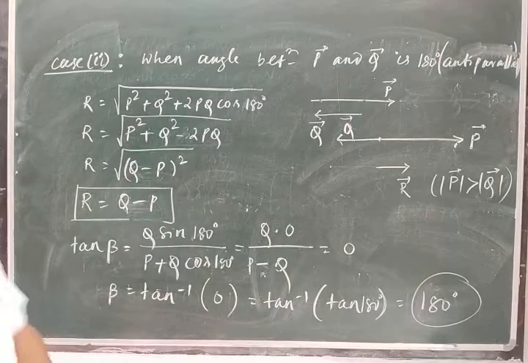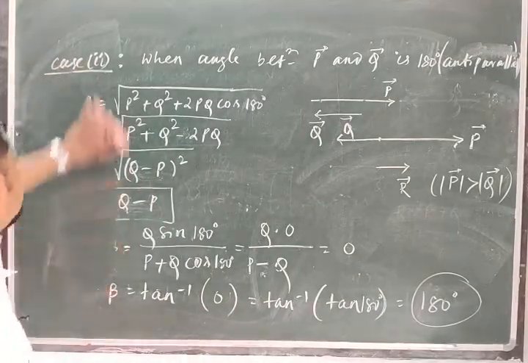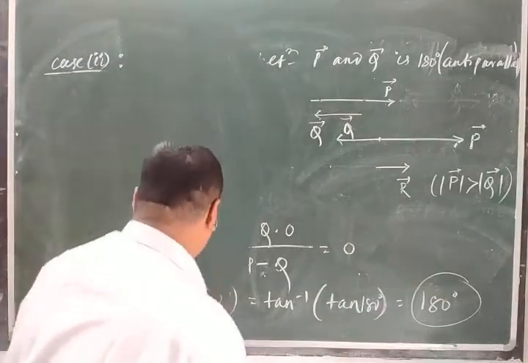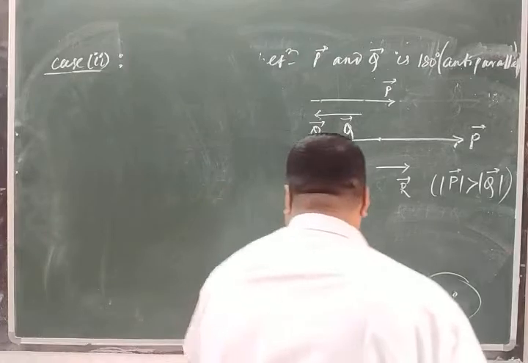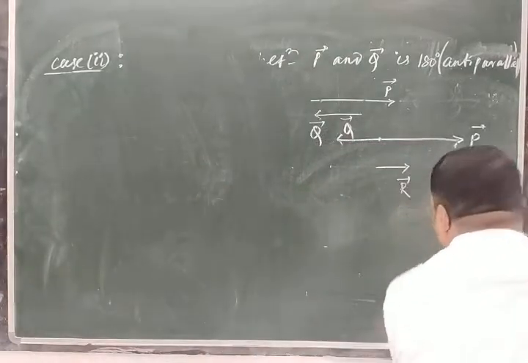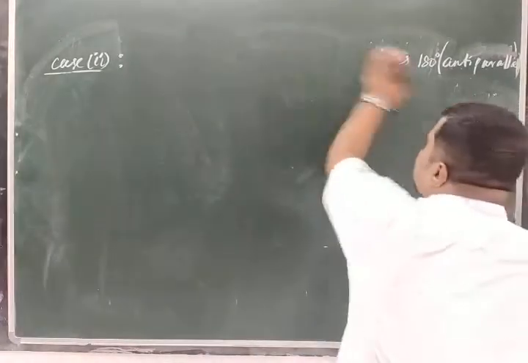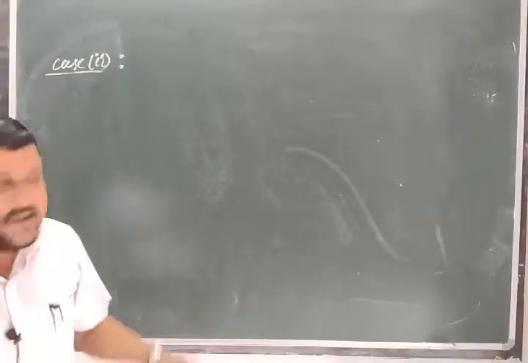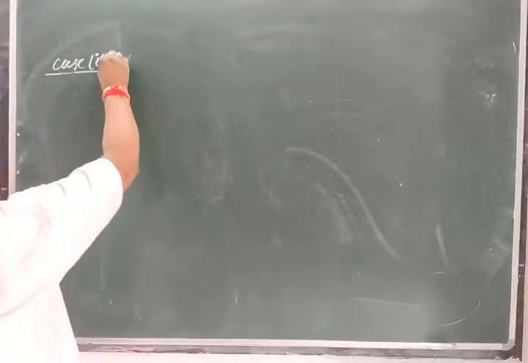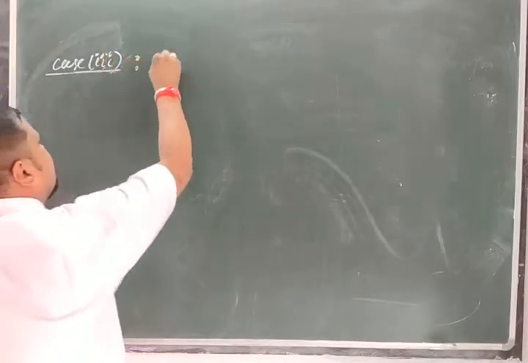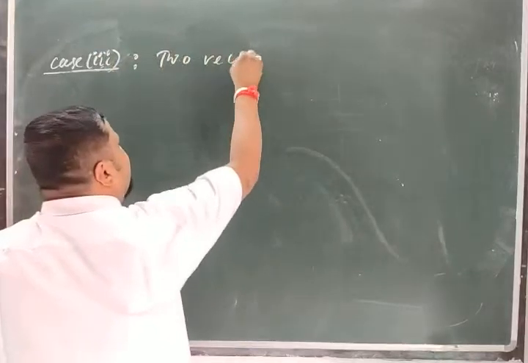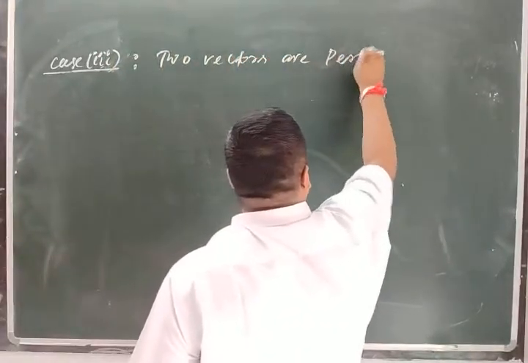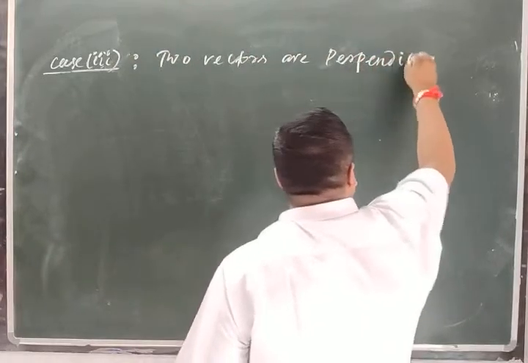Then the last one is case 3. That is simple, and many times you will use that case. The angle between the two vectors is 90 degree, which means the two vectors are perpendicular to each other. Case 3: two vectors are perpendicular. I can write this perpendicular like this.